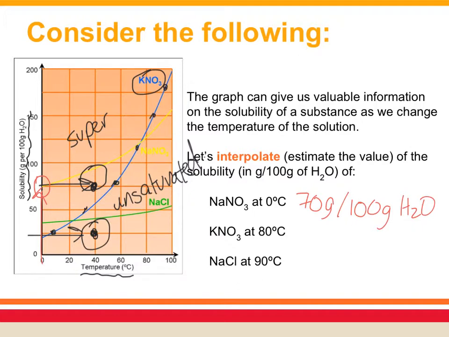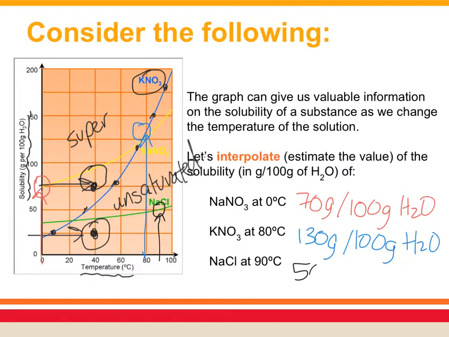Our second one, if we take KNO3 at 80 degrees Celsius, we can guesstimate it's around 130 grams per 100 grams of water. And finally, our last one, NaCl at 90 degrees Celsius, is at roughly 50 grams per 100 grams of water.